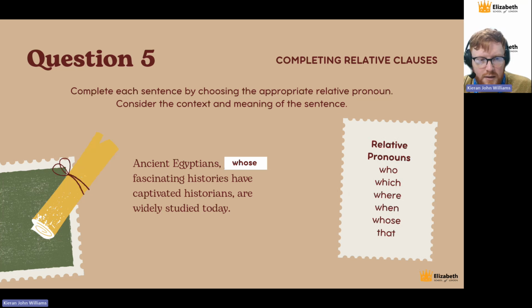On to number 5. Okay, we've got ancient Egyptians, fascinating histories, have captivated historians, are widely studied today. So which relative pronoun would you use? Now, I'll just remind you to be careful here because are we talking about the Egyptians or about the histories? So you should be using whose because we're describing the histories which belong to the Egyptians. They are the possessions of the Egyptians. So you need to use whose instead of using who.